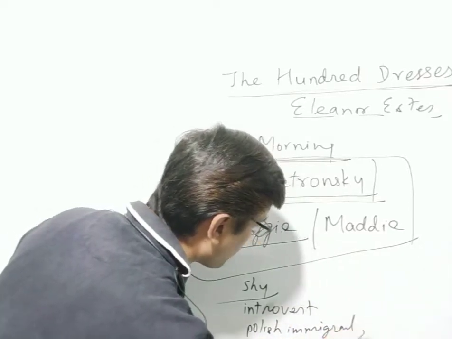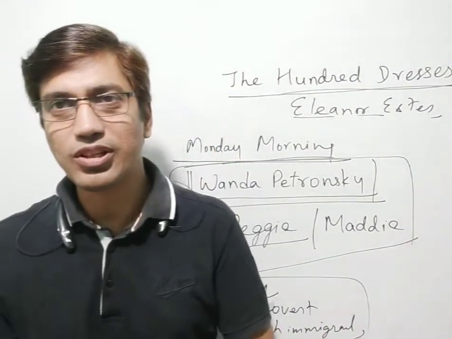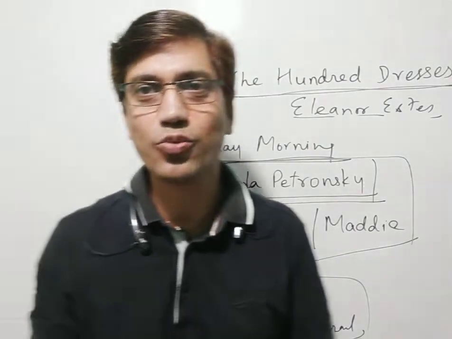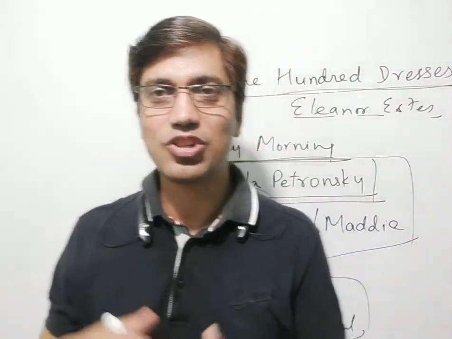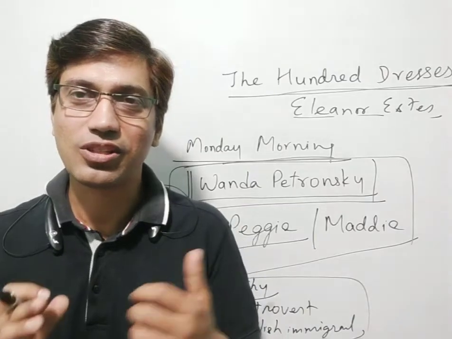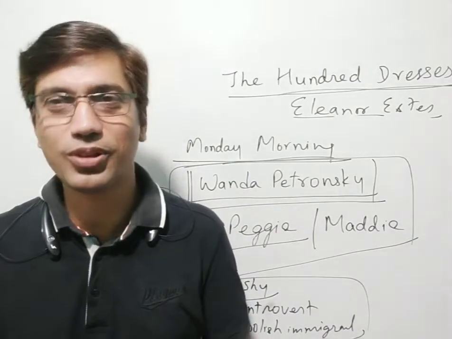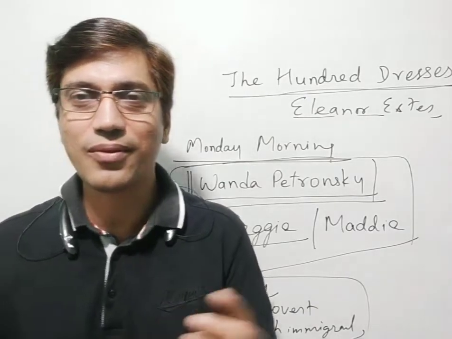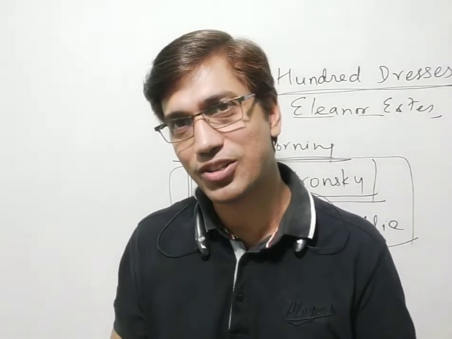So these are the three things about Wanda. When you are shy, you don't mix with people easily. And when you are an introvert, you keep only to yourself. And she is a Polish immigrant. She is poor, pretty poor, quite poor, badly poor. And she doesn't have any friend in this school. That's why her absence is not marked.